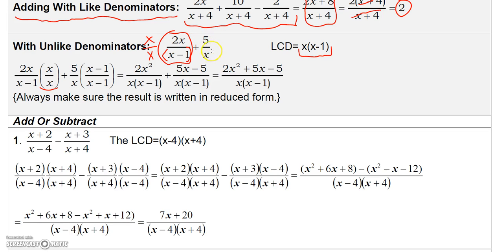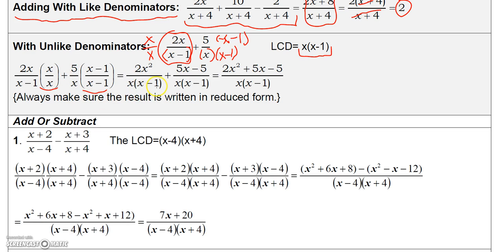Now, what about the second fraction? Well, the second fraction, the denominator is x. So if I want to make that look like x times x minus 1, I have to multiply the denominator by x minus 1. And of course, if I want to multiply the denominator by x minus 1, I also have to multiply the numerator by x minus 1. Okay, so here you can see I'm going to multiply the numerator and denominator of that fraction by x minus 1. Okay, so now let's go ahead and multiply the numerators together. So I have 2x times x, which is 2x squared.